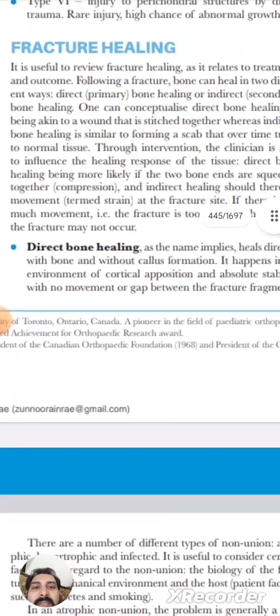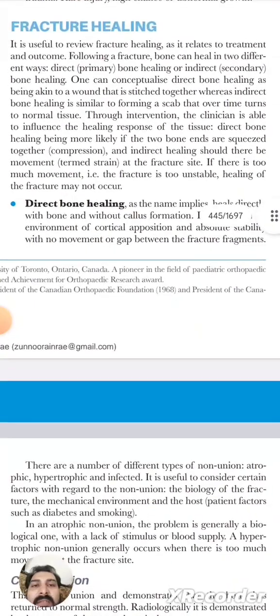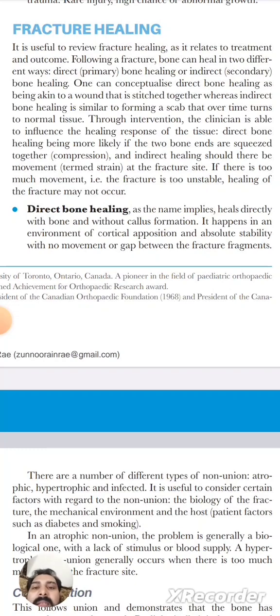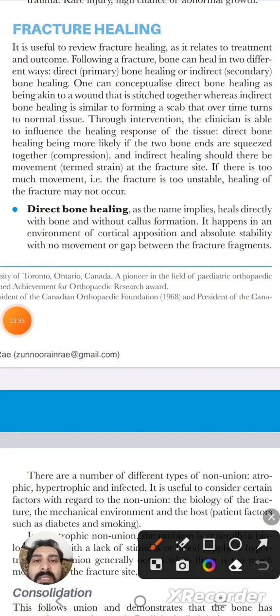Now let's come to fracture healing. When a fracture has occurred, by nature it starts healing. There can be direct bone healing or indirect bone healing. Direct bone healing is also called primary bone healing, and indirect bone healing is called secondary bone healing. So what is primary bone healing? Primary bone healing is when bone forms directly without callus formation. When bone forms indirectly, first the callus is formed, then bone forms, and it is called indirect or secondary bone healing. So when does primary bone healing occur, and when does secondary bone healing occur?